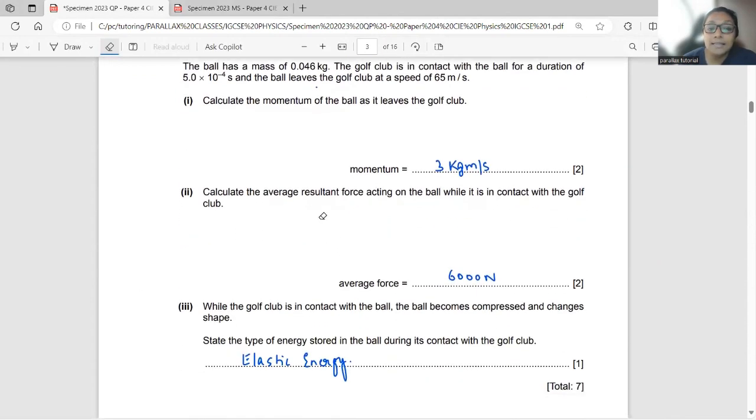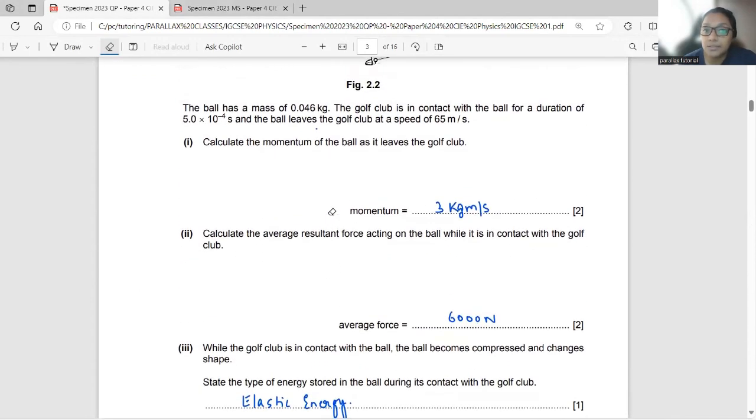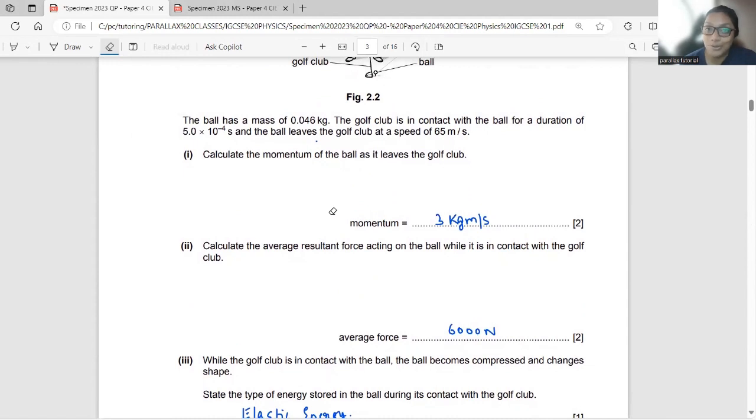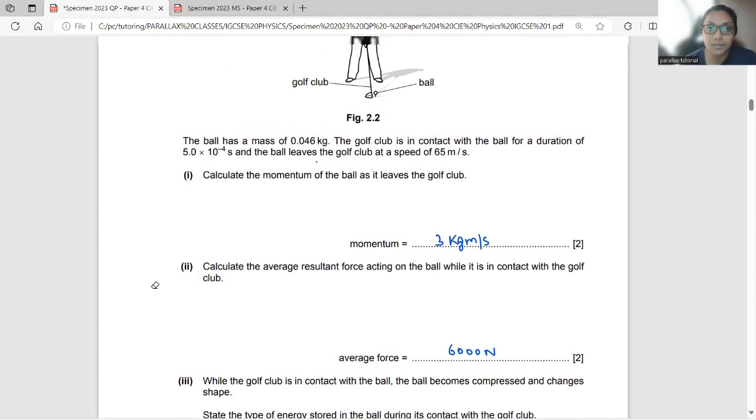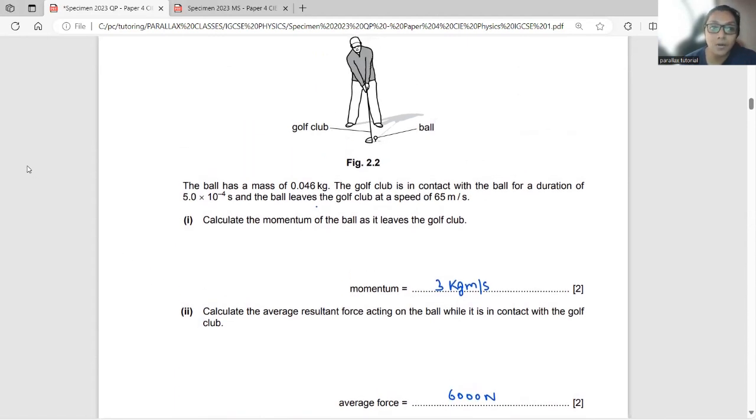Okay. Calculate the average resultant force acting on the ball. Now, this is what I described in the situation which we talked about, the kid jumping from the swing into the sand floor and the concrete floor, right? So you have to calculate the average resultant force acting on the ball while it is in contact with the golf club. Now, here we need the time, right?